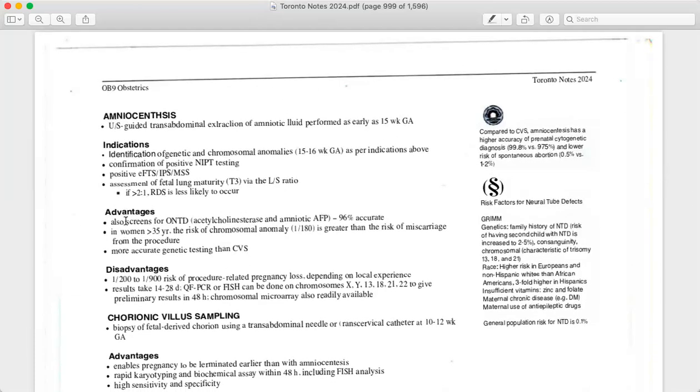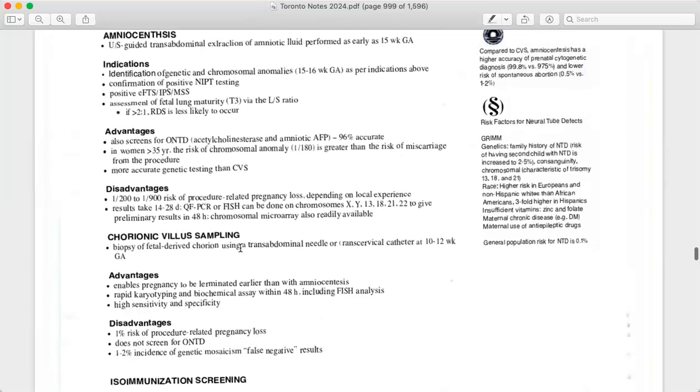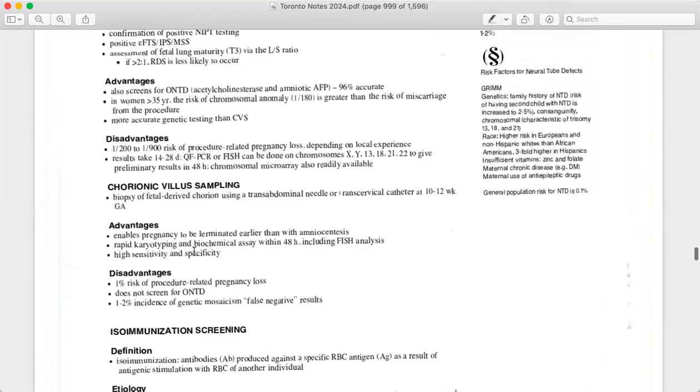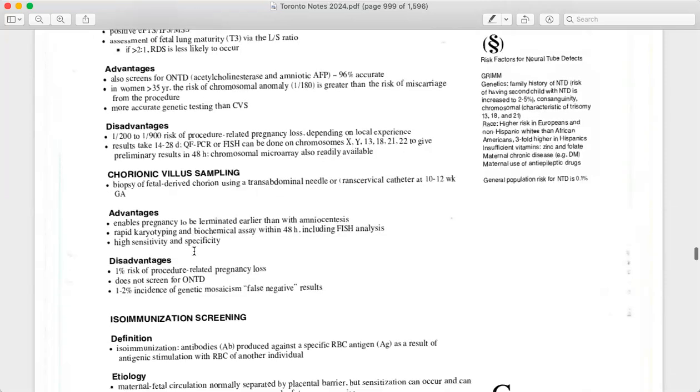Amniocentesis is definitely an advantage over CVS because it's more accurate genetic testing than CVS. Then chorionic villus sampling: CVS is better than amniocentesis because you can find out certain types of diseases earlier, since amniocentesis is done after 15 weeks. So CVS is better in that way. But if you go by accuracy, amniocentesis is better than CVS. So these are the two major differences between CVS and amniocentesis. Otherwise, both are diagnostic testing.